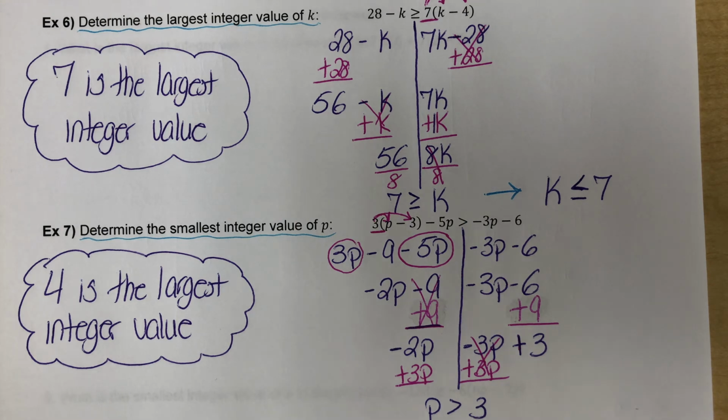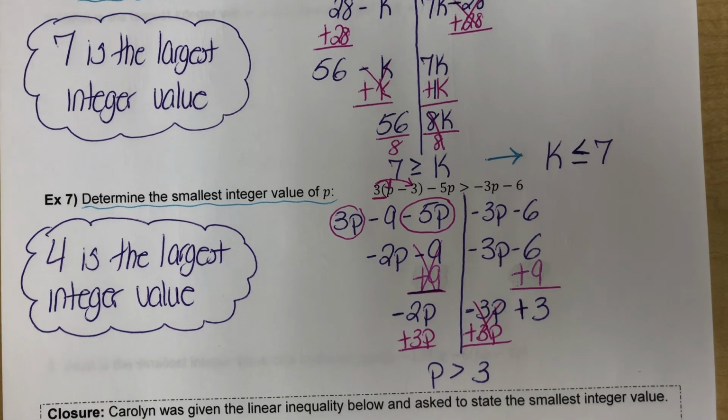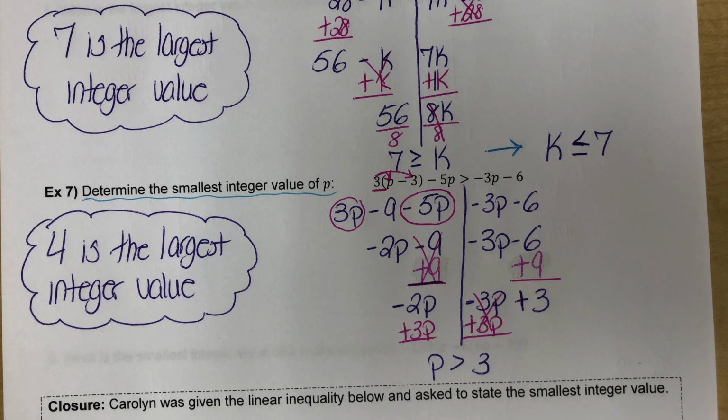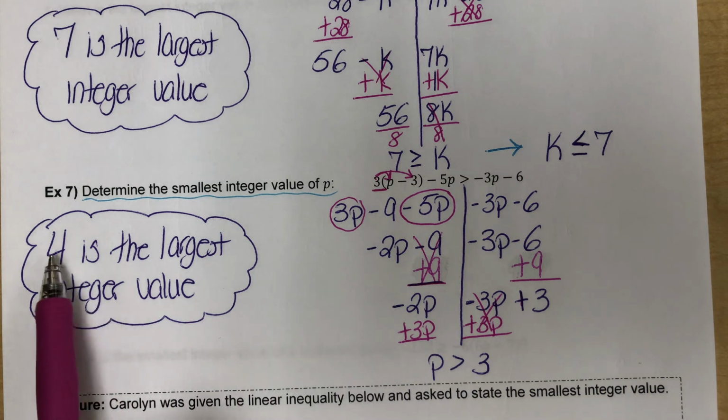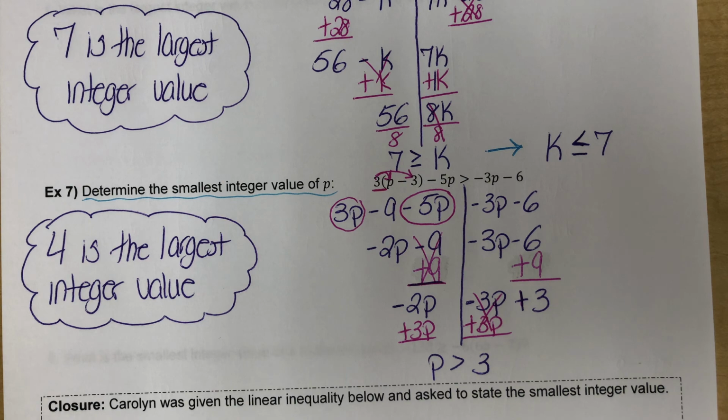All right, and then number 7, I ended up not having to divide at all in my last step, so I didn't have to worry about switching anything. So I should have had P is greater than 3. What's a number that's greater than 3? 4. So 4 would have been the largest integer value.